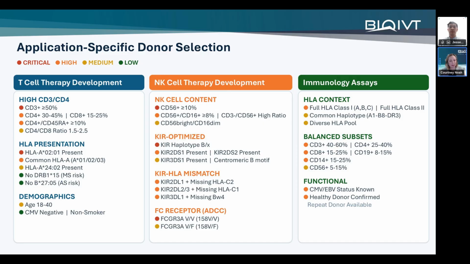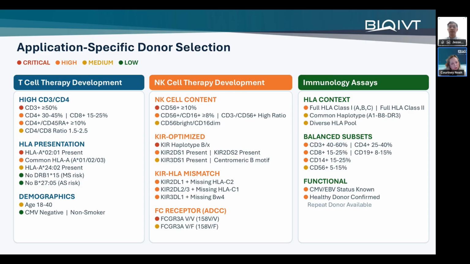So this is a bit of a busy slide, but it's really just meant to be an example. I wanted to propose, in a way, a checklist. As you think about different applications, hopefully you took away from this that there's really no one universal best donor. It's really dependent on the application.